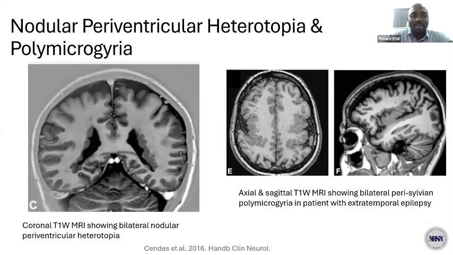There's also nodular periventricular heterotopia, which usually occurs as abnormal location of gray matter around the ventricle, as you can see in this coronal T1 weighted image. And then there is also polymicrogyria, as you can see, which shows multiple small gyri in the perisylvian fissure in these two images.